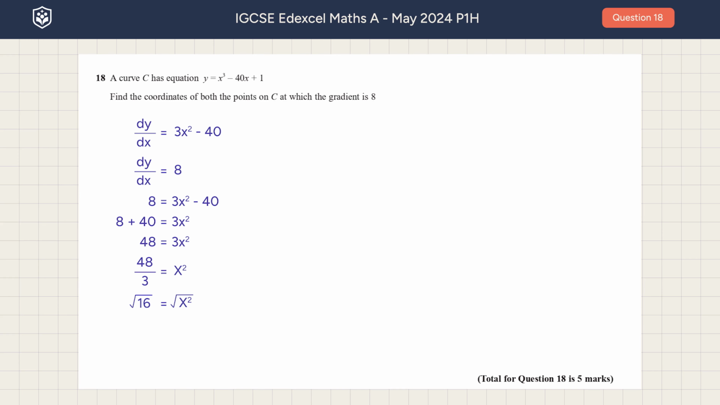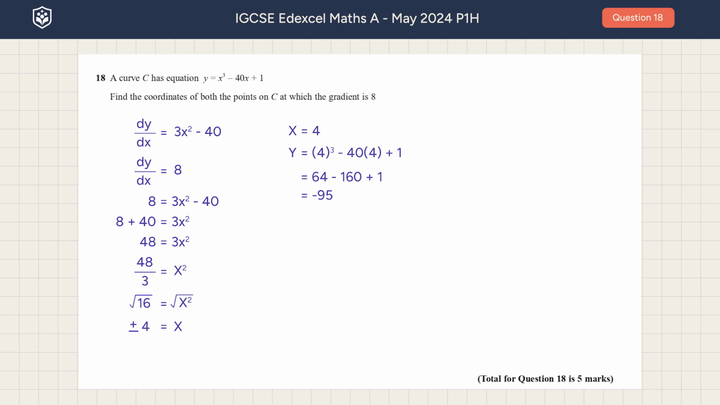So we get plus or minus 4. So we can write that for x coordinates. Now for the y coordinates, we can put our x value back into the original equation. So at x equals positive 4, y equals 4 cubed minus 40 times 4 plus 1, which is 64 minus 160 plus 1, which equals negative 95.